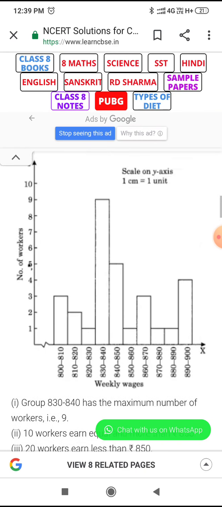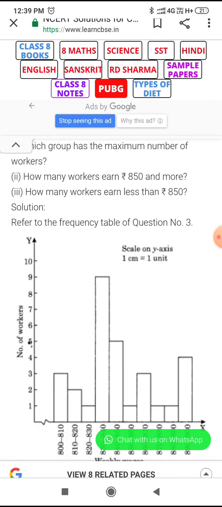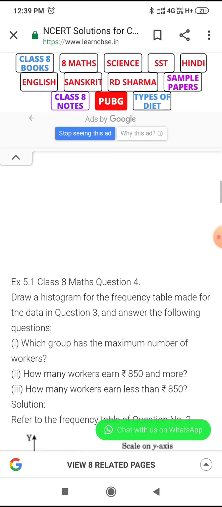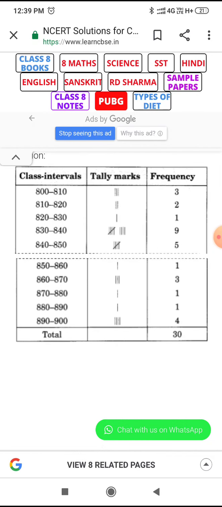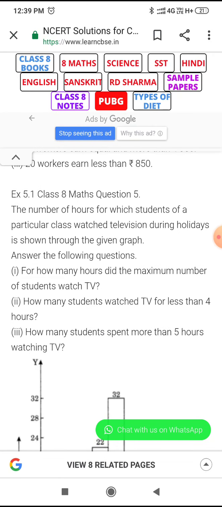Now you have to answer the third part of the question: how many workers earn less than 850. For its solution, you have to add the frequencies from 800 to 810 up to 840 to 850. So add all the frequencies 3, 2, 1, 9 and 5, and you have 20 as your answer.